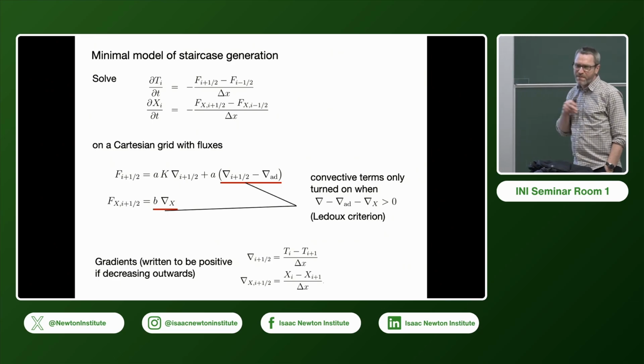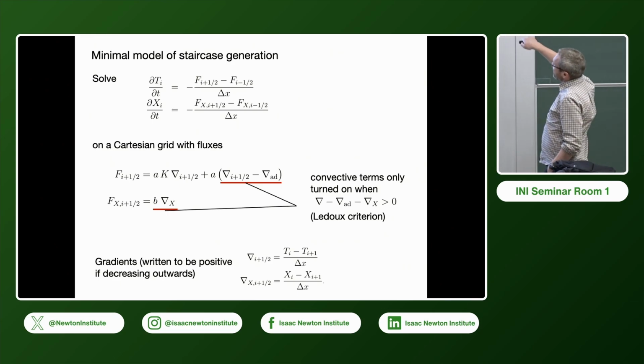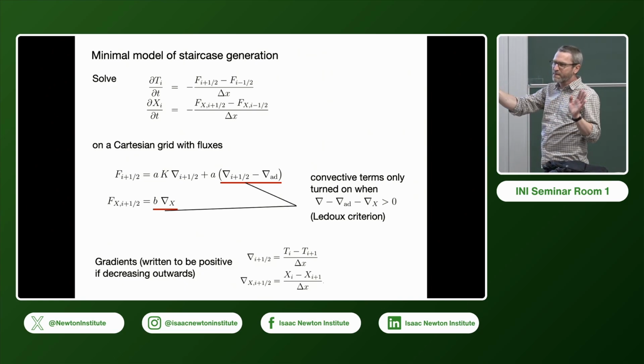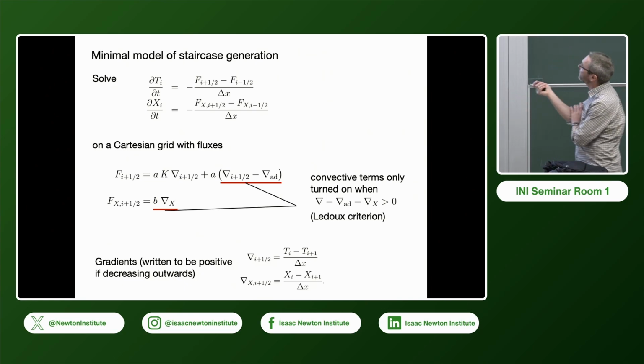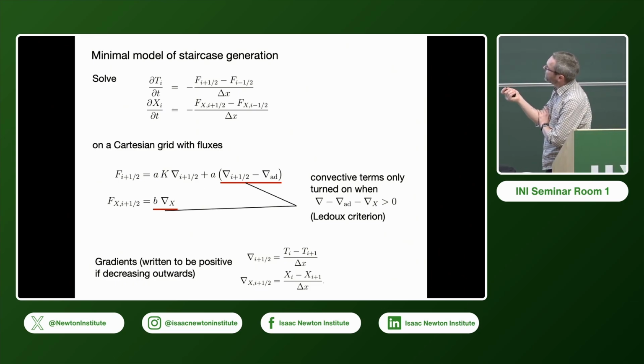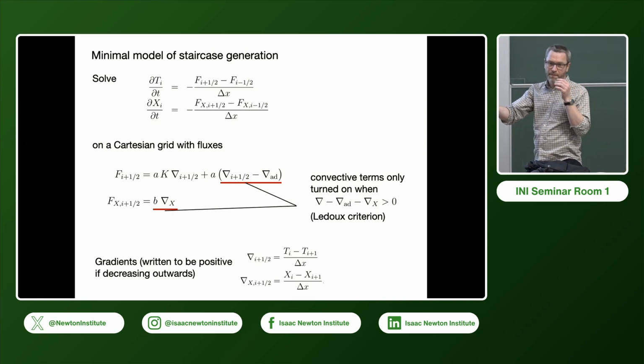I'm just going to show you what's the minimal model you could make to reproduce this kind of behavior. So let's solve just these equations. I'm going to just do a Cartesian grid, a very simplified model. I just want to try to get at this behavior. So I just have conservation of heat equation here, conservation of energy. The temperature is evolving because of fluxes, and the composition is evolving because of composition fluxes. And I just write down these equations on a Cartesian grid, and I'm going to solve them.